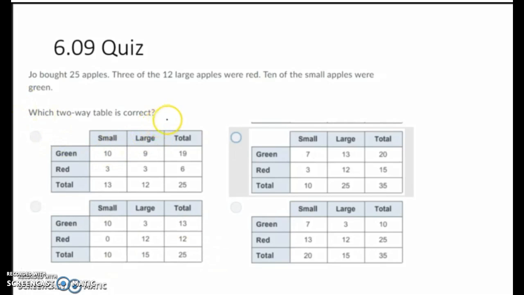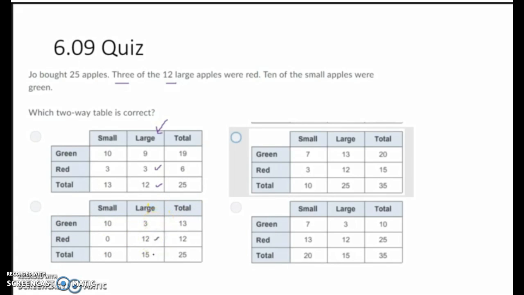You'll notice there in the first table, under the large column, it says 3 of the 12 were red. 3 of the 12 large apples. That has the correct info. That first table, 3 of the 12 large were red. We're going to check each of the following tables for that information.